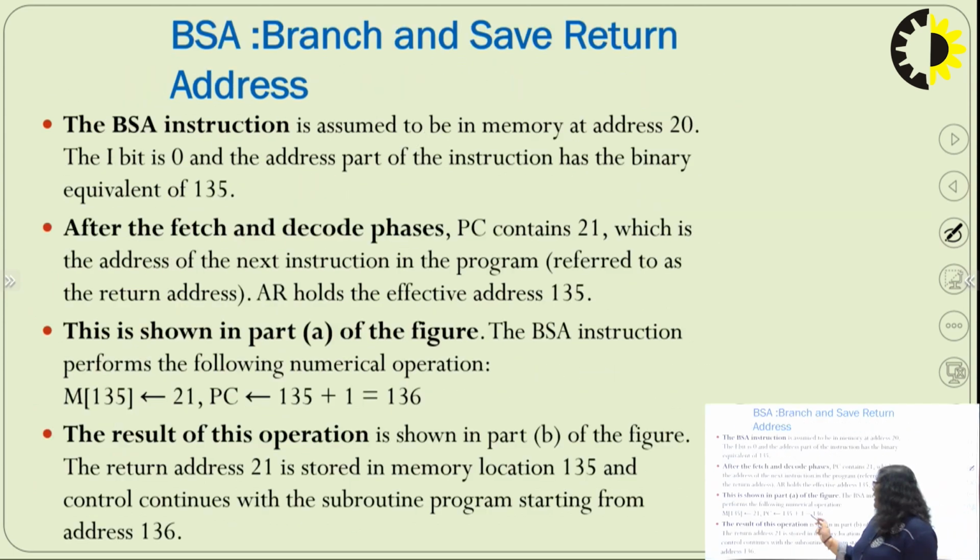So this is defined here: PC is 136 because the AR value is 135, so it is 136, and M of 135 holds the value of 21. This is the instruction of the next address, so the address of the next instruction is defined in the address part.